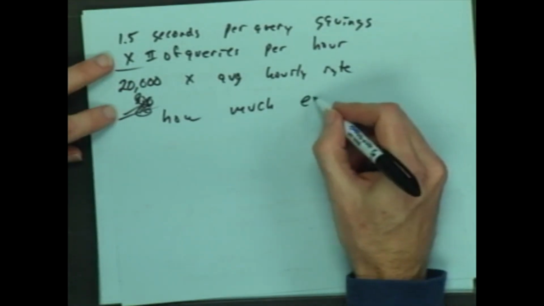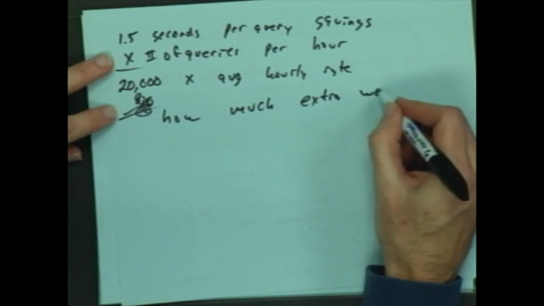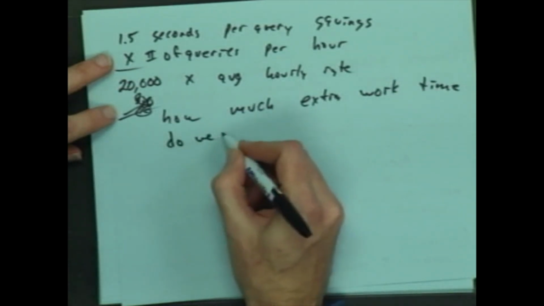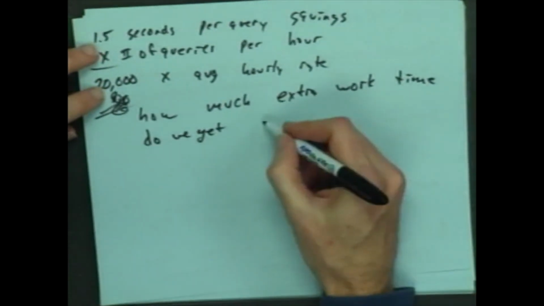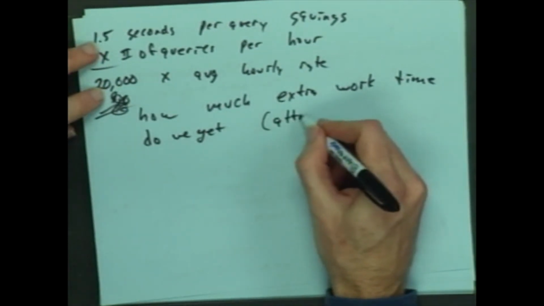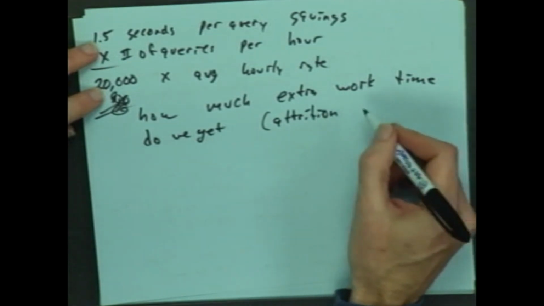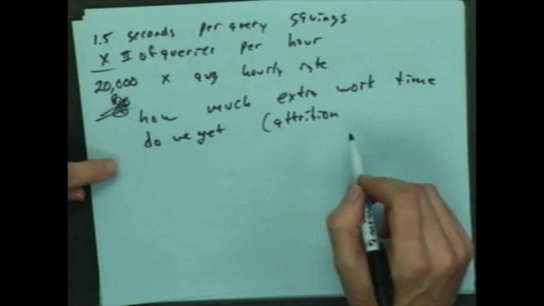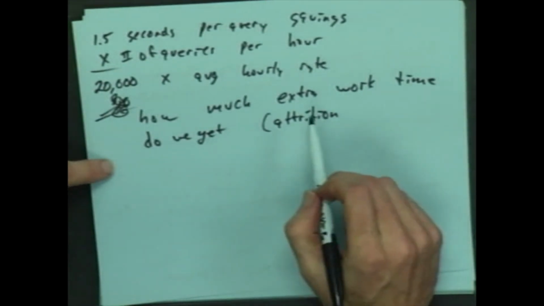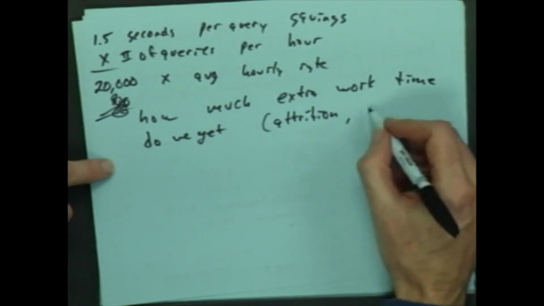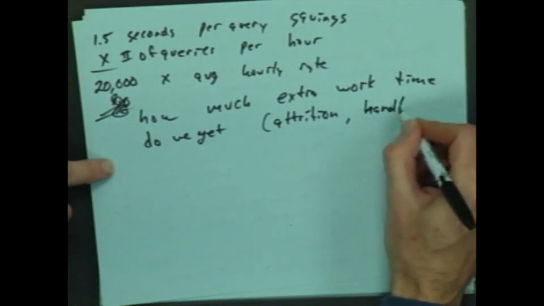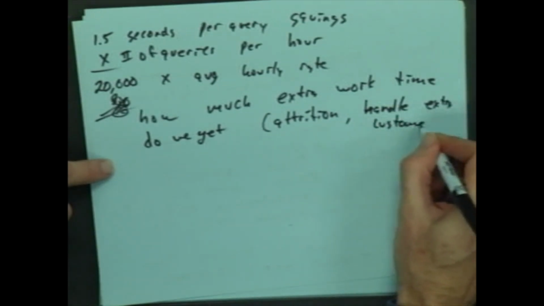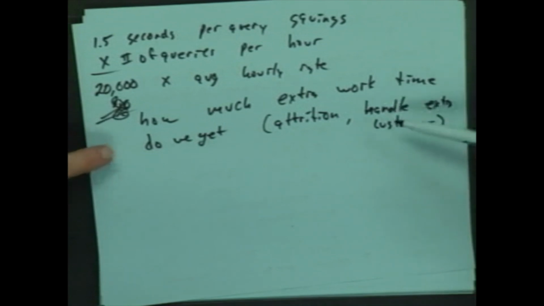So just like she just said, it would be like how much extra work time do we get? And by the way, this also means if we have attrition, we never fire these people, right? So if we save enough work time, eventually you don't need as many people for the same amount of work. We're going to handle extra customers or whatever we're going to do. So we're going to make more money, okay? But that's how we justify it.